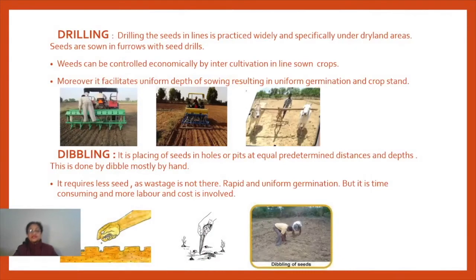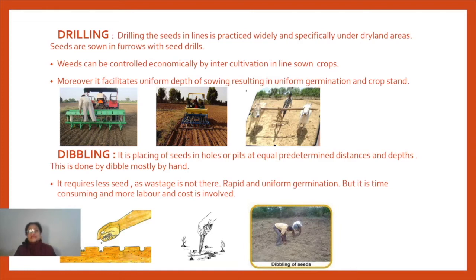Next method which is used here in India especially is drilling, right? Drilling the seeds in lines is practiced widely and specifically under dry land areas. And how is it done? Seeds are sown in furrows. First the furrows are made, okay, and in that the seeds are dropped. With the help of drills, the seeds are dropped over the furrows, and with a proper distance it is done, right?